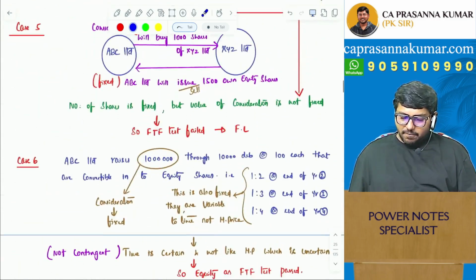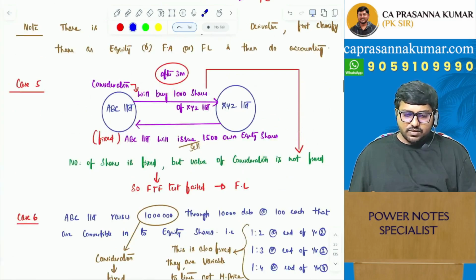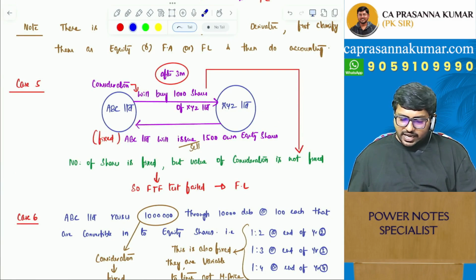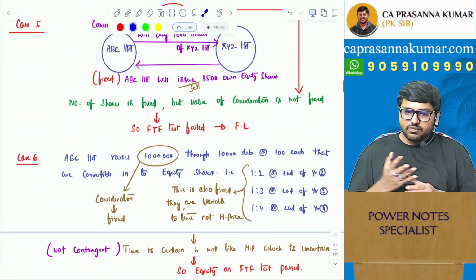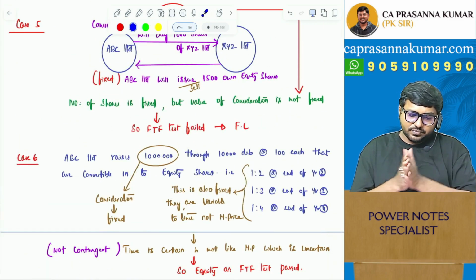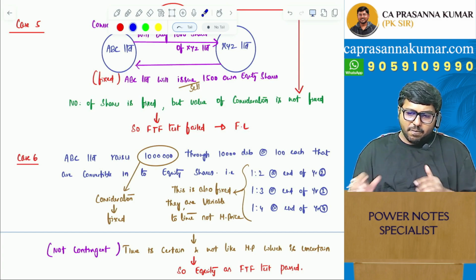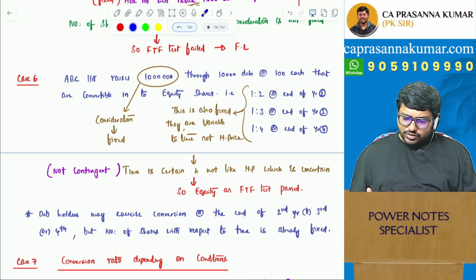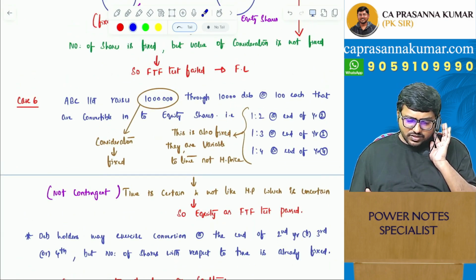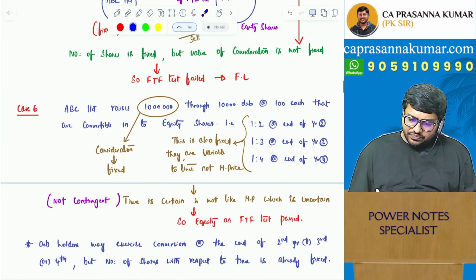Got it? Yes? Any doubts so far, before we go to case 6? Any doubts? Okay, clear sir, clear sir, clear. Everybody respond. Alright guys, so which means you guys are clear. Anyways, now let's go with case 6.